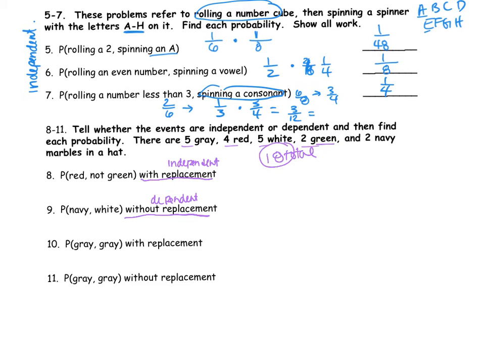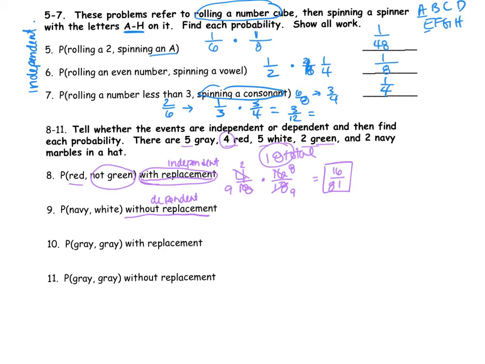So number 8, probability of picking a red marble first. So red would be 4 out of 18. And again, we're multiplying. And then not green. So anything but green. If there's 2 green, that means there's 16 that are not green. And that's still out of 18 because you are replacing it. Okay, so the 18 stays the same because you put the original marble back in. All right, so it ends up being 16 over 81.